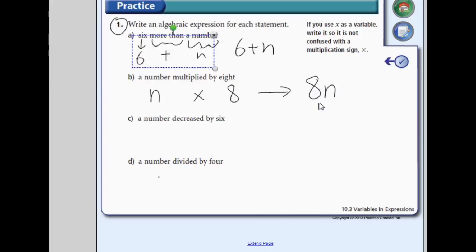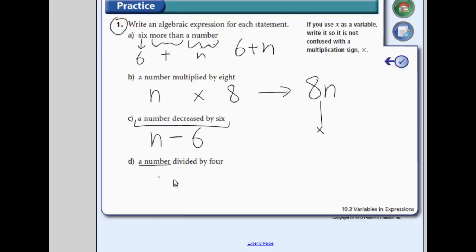When you have a number, and beside it you have a letter or a variable, and there's nothing in between here, it's assumed that that is multiplication. So the proper way to write it is 8 times n, although n times 8 like this would be correct. Now here's where it becomes tricky with the minuses. A number decreased by 6, so it's a number and it's decreased by 6. So if, for example, that number was 10 and you decreased 10 by 6, you would take 6 away from the 10, so it's n minus 6.